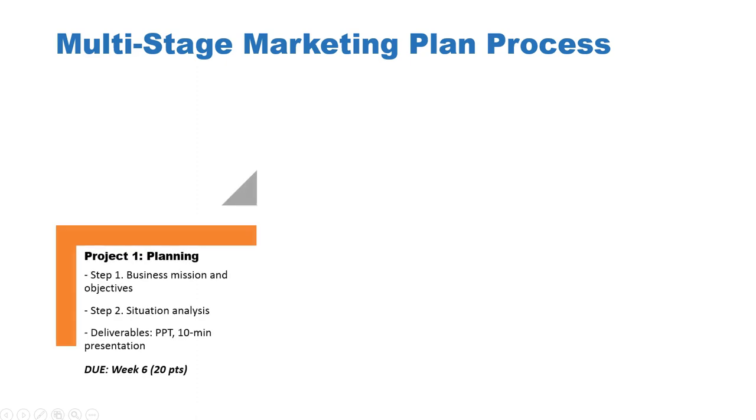So this is the multi-stage marketing plan process. In the first plan, project 1 is that planning stage that you saw before on the other screen, where you will put together your business mission and your objectives. Step 2 will be a situation analysis, and the deliverables there will be a PowerPoint as well as a 10-minute presentation. This is due during week 6, and it's worth 20 points. Okay, I'll go over the paper here in a moment so you can see what this looks like as a product. I'm just going over the stages.